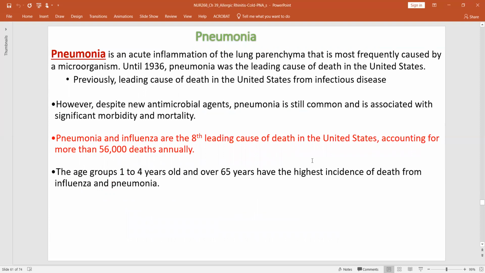Pneumonia, the last topic in this lecture, is pneumonia. It is the acute inflammation of the lung parenchyma that is most frequently caused by a microorganism. Previously, it was the leading cause of death in the United States from infectious diseases. However, the discovery of the sulfa drugs and penicillin decreased the morbidity and mortality rates from this disease.